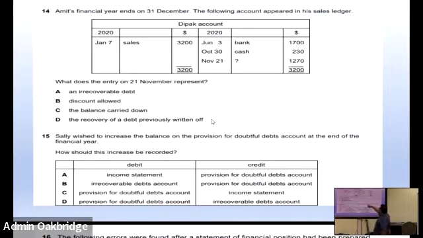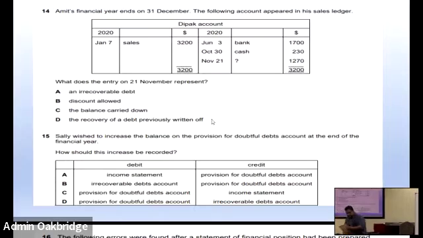And what else? You see the date: January 7, June 3, October 30. This one is after how long? Almost 10 months, right? So it's obvious this amount was not paid. That's why it's an irrecoverable debt. Follow? Okay, guys.